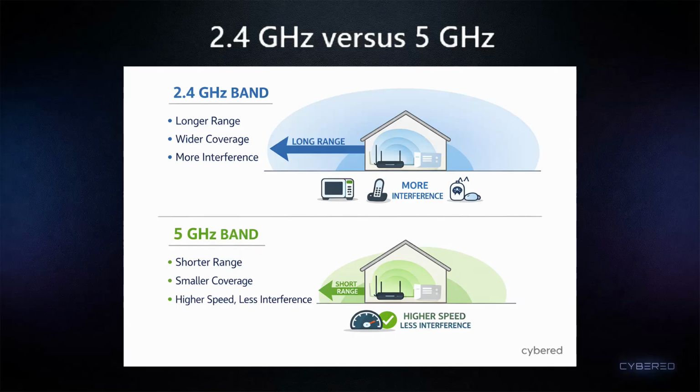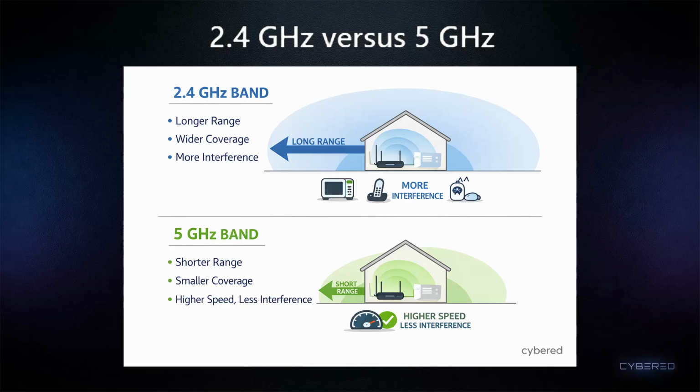Radio signals travel as waves. 5 GHz operates at a higher frequency with shorter wavelengths, providing higher bandwidth and faster data rates, but with shorter range and poorer penetration through walls and solid objects. 2.4 GHz uses longer wavelengths, allowing signals to travel farther and penetrate obstacles more efficiently. However, it supports lower bandwidth and is far more susceptible to interference due to congestion.